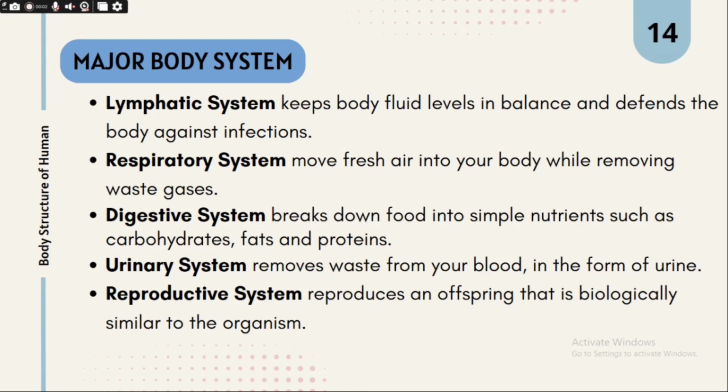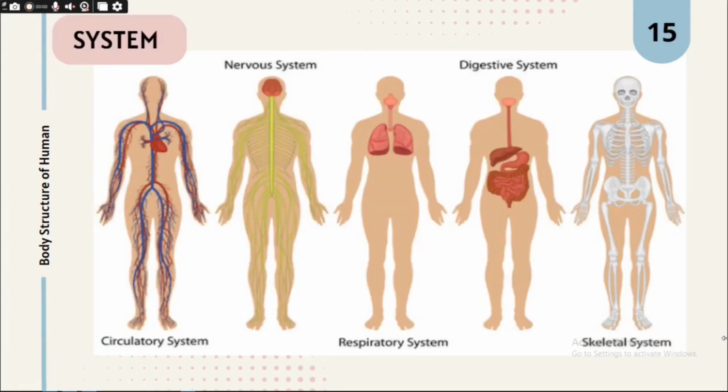Digestive system breaks down food into simple nutrients such as carbohydrates, fats, and proteins. Urinary system removes waste from your blood in the form of urine. So, reproductive system reproduces an offspring that is biologically similar to the organism. So here are some illustrations of systems. We have the circulatory system, nervous system, respiratory system, digestive system, and the skeletal system.